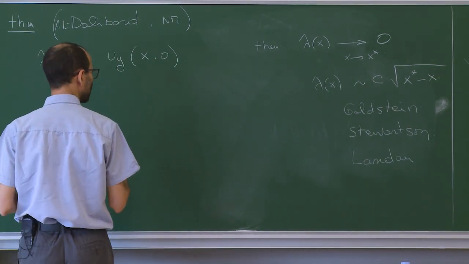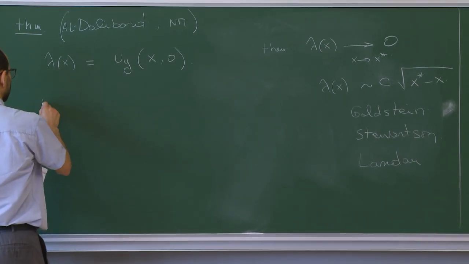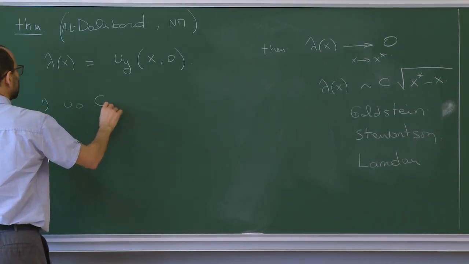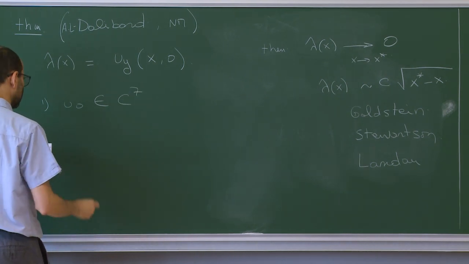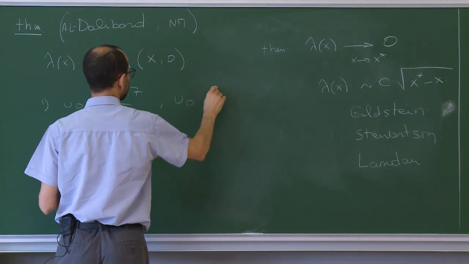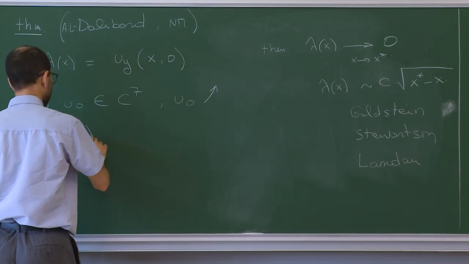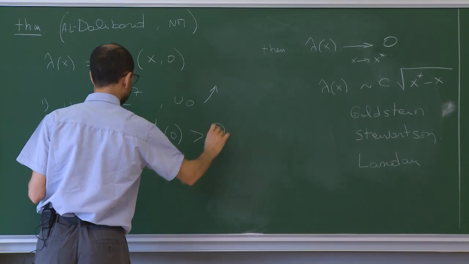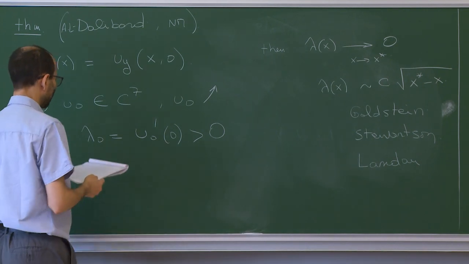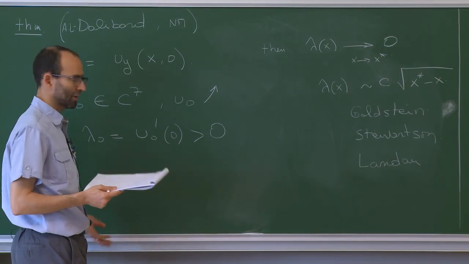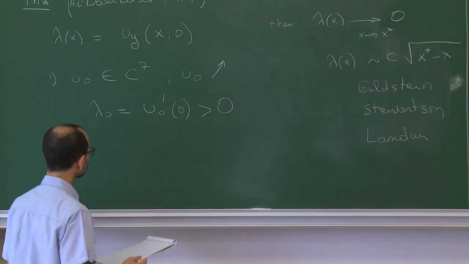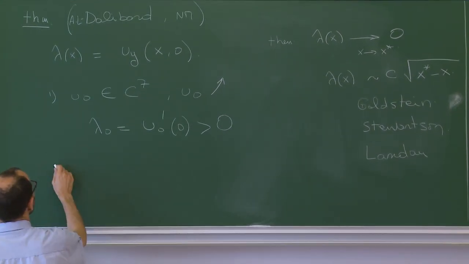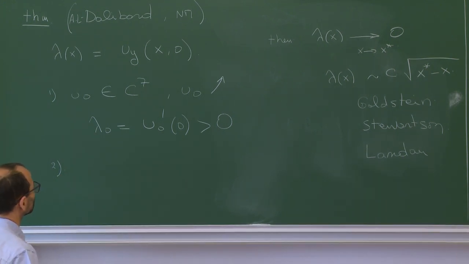Okay, now what are the assumptions? So let's say we need some regularity. I think seven derivatives are okay. u0 increasing. We start with some lambda zero, which is u0 prime at zero, which is positive. We have to take this to be already small. So our lambda zero will be small. The second type of assumptions will be used in maximum principle arguments.